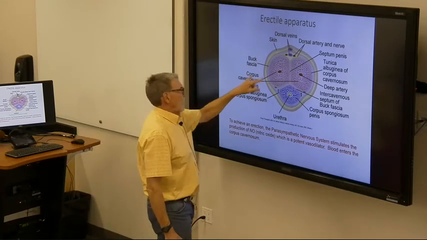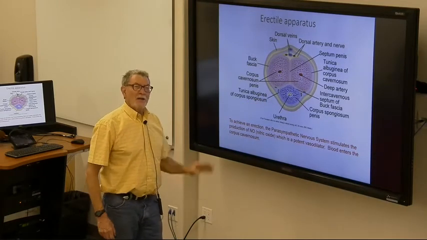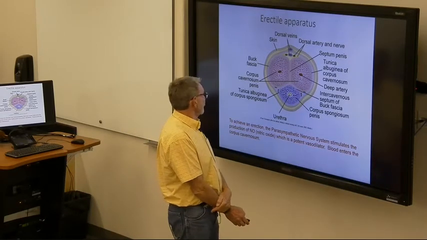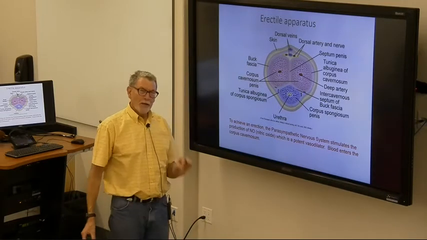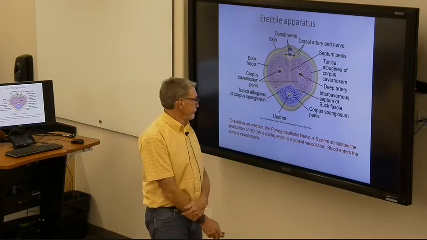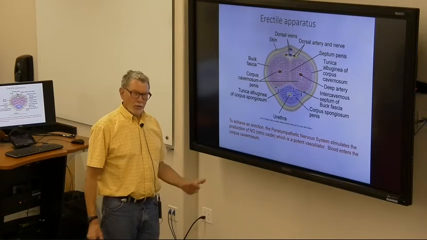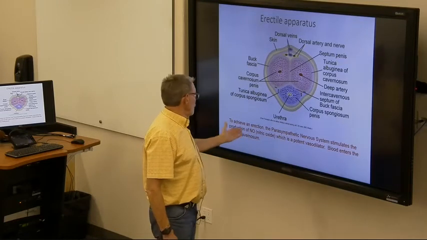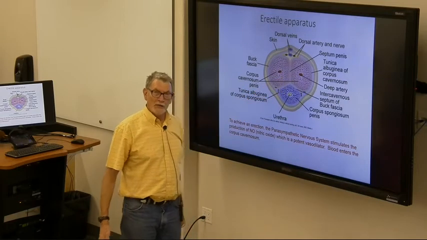Parasympathetic nervous system stimulates erections. Sympathetic is ejaculation. So if you damage parasympathetic nerves, you're likely to have erectile dysfunction. Some of your erectile dysfunction drugs are parasympathetic stimulators, some of which cause you to make nitric oxide, which is a vasodilator to allow more blood to go through.